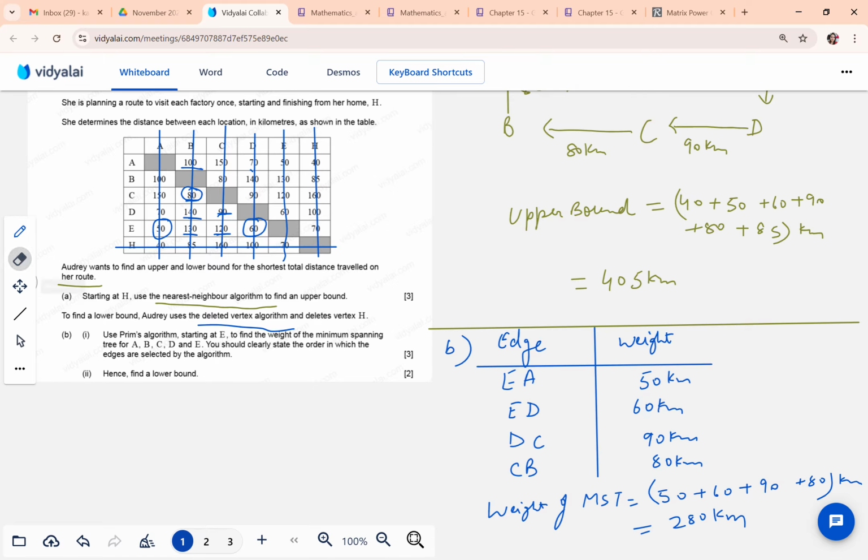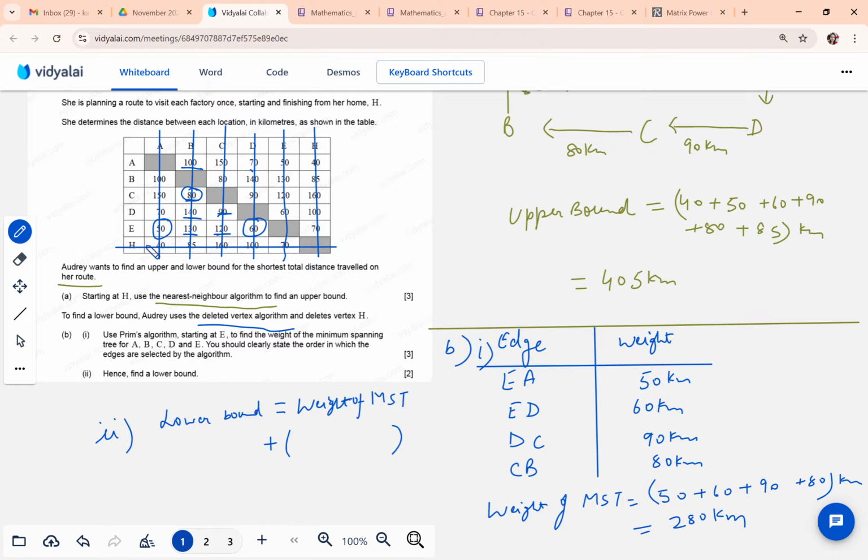Okay, so now part B, the second part. This was the first part. The second part is to hence find a lower bound. So how do we find the lower bound? We just add the weight of the two minimum edges that are connected to H, which we have deleted, to the weight of the minimum spanning tree. So the weight of MST plus the two edges with minimum weight.